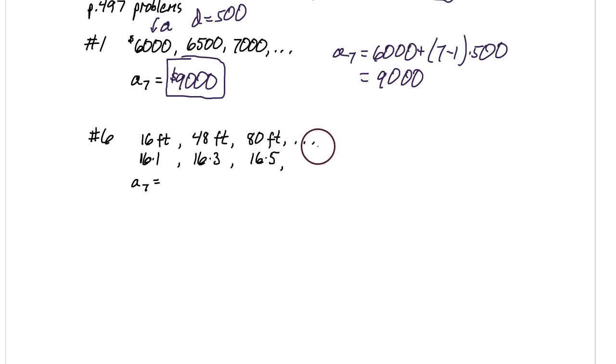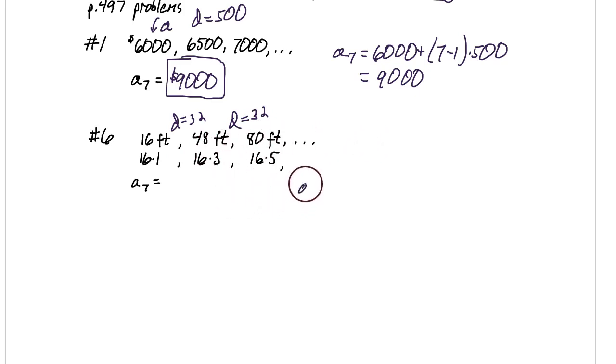If it continues to fall in this manner, how far does it go in the 7th second? I want to find what the 7th number in the sequence is. So we need to look for a pattern. Comparing 16 to 48, it looks like the value of d is 32. From 48 to 80, hey, it's 32 again. The pattern is to add 32 every time.